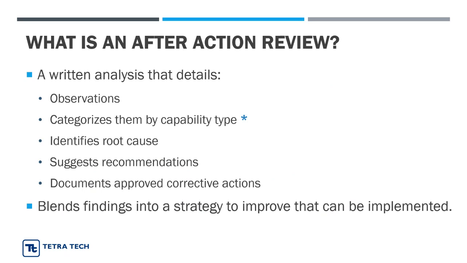So an example of that would be this. Let's say we wanted to collect information about how well we communicated with each other and shared information. One of those categories or capabilities, we would call it, would be communications and information sharing. So we would take all the observations that relate to that capability, and we would categorize them into that category. It's important to organize observations and data in that way at the outset of the after-action report.